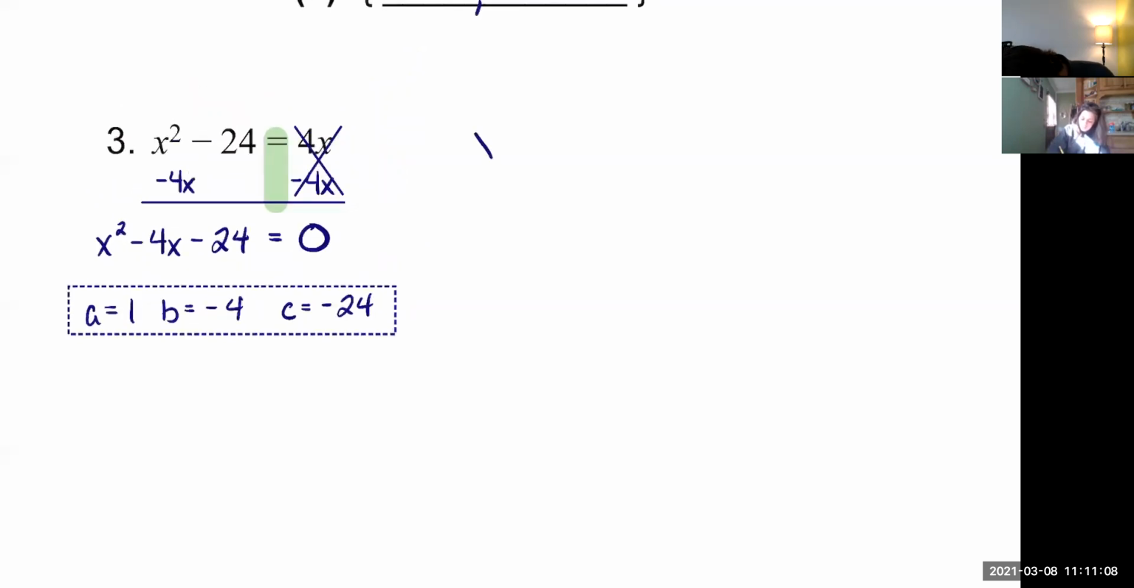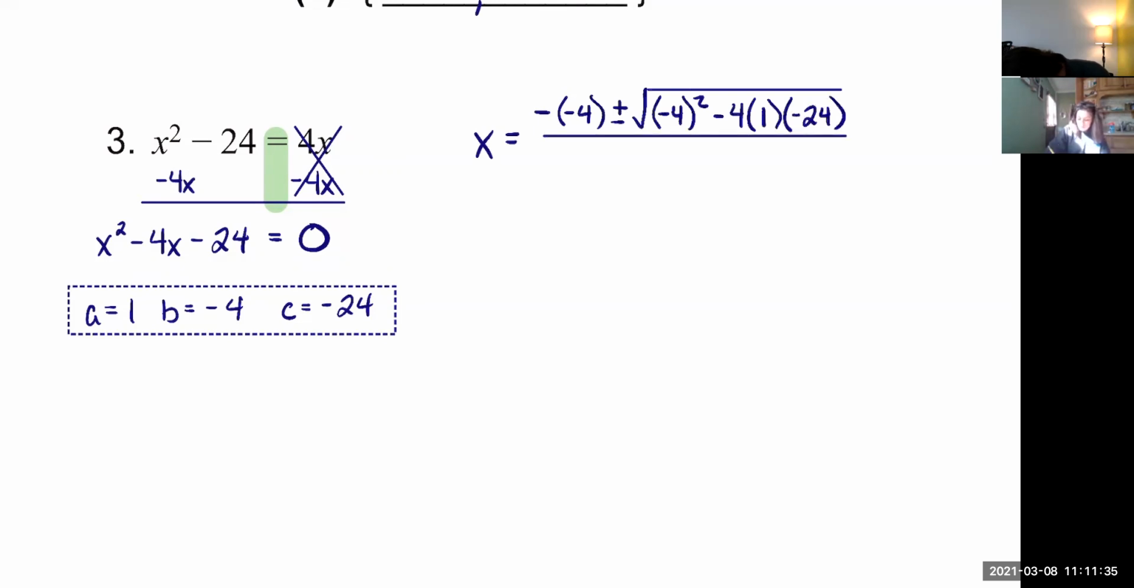But now that we have the right A, B, and C, we're ready to start dropping them in the quadratic formula. So I'm going to have negative of B, so negative of -4, plus or minus the square root of B, which is still -4 squared, minus 4 times A, which is 1, times C, which is -24, that whole thing over 2 times A, still being 1.